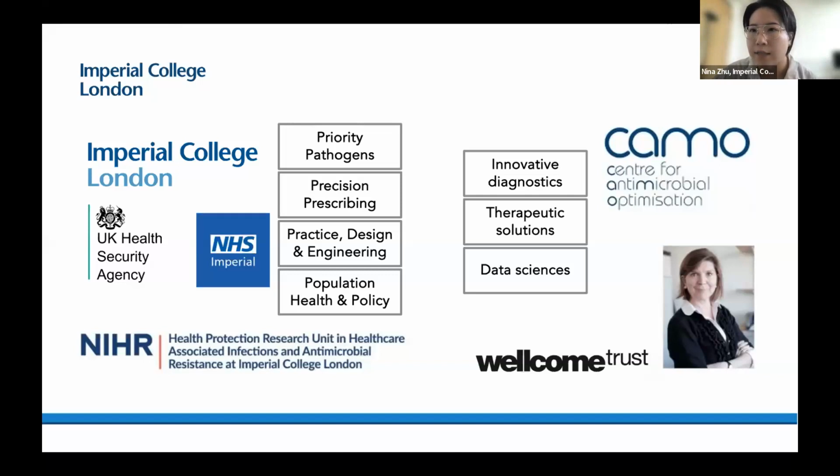Meanwhile, we have the Centre for Antimicrobial Optimisation, or CAHO for short, which is a more global facing research unit, covering three research themes: innovative diagnostics, therapeutic solutions, and data science. This research consortium is funded by Wellcome Trust. Both units are led by Professor Alison Holmes. Her picture is here. I also want to mention that within our CAHO consortium, one of the participating countries is India, and our India PI is Professor Sanjeev Singh from Amrita Institute.